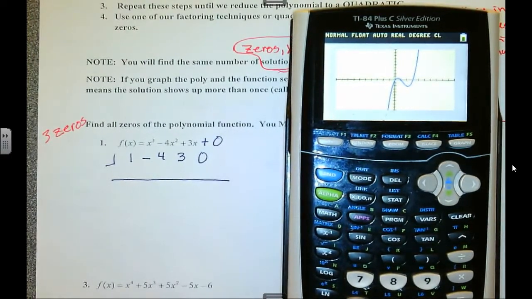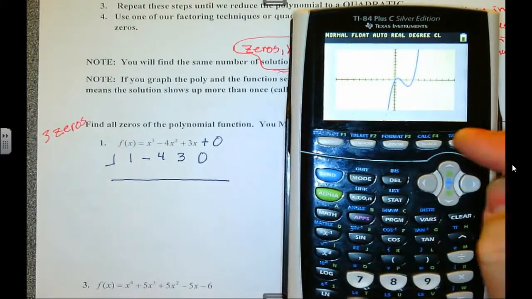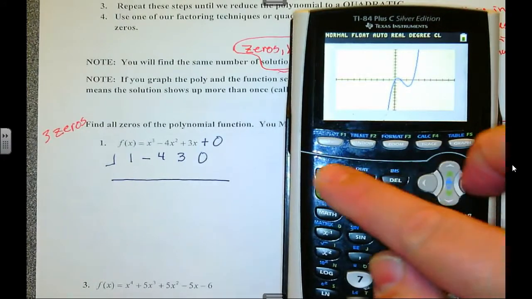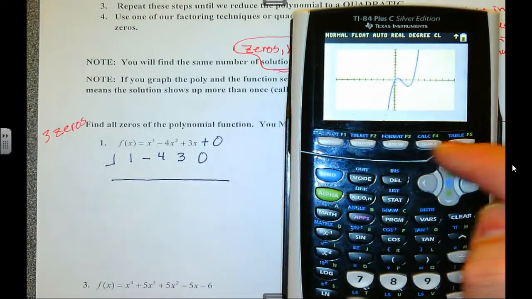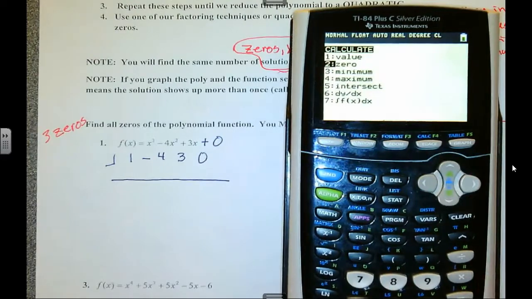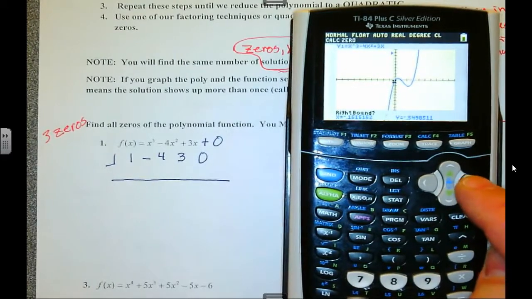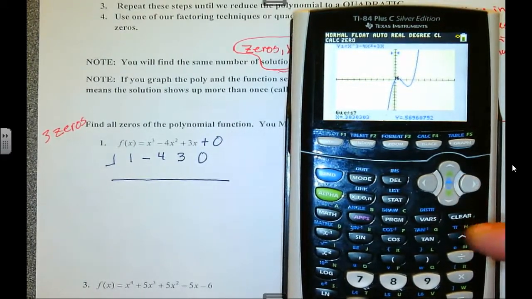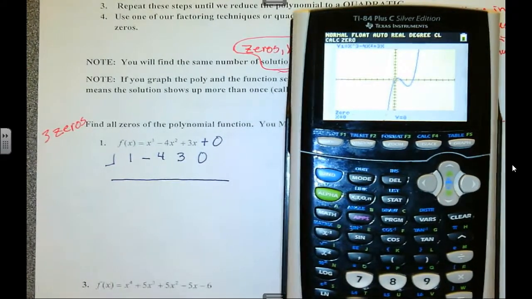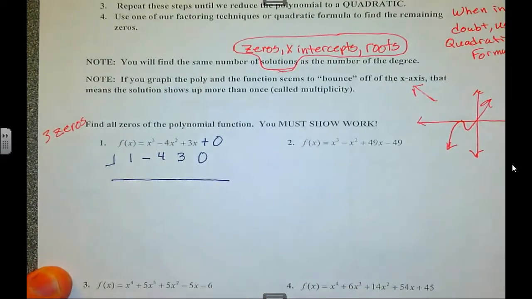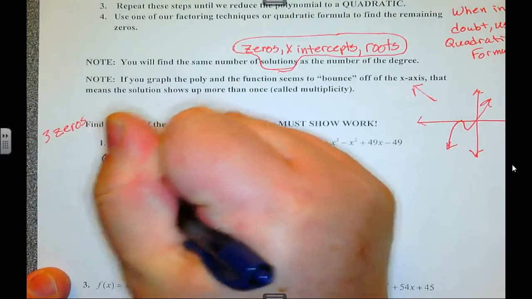Now, there looks to be a couple of solutions there that we can maybe figure out. Definitely looks like 0 may be a solution, right? I'm just going to double check. I'm going to calculate, use my second trace, the 0, right? Left bound, enter, right bound, enter, enter, and lo and behold, 0 is a solution. So, I'm going to divide my polynomial by the solution 0.